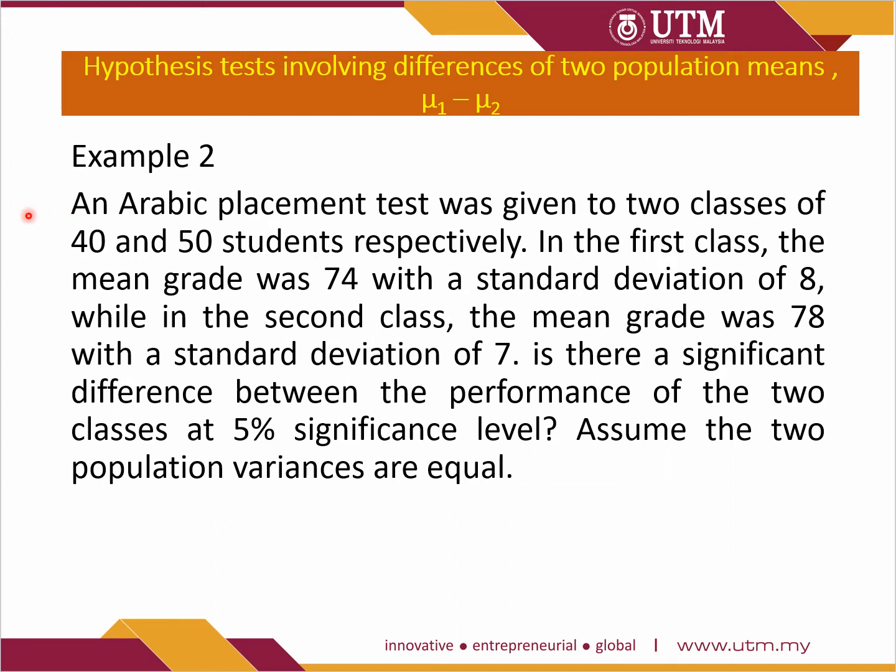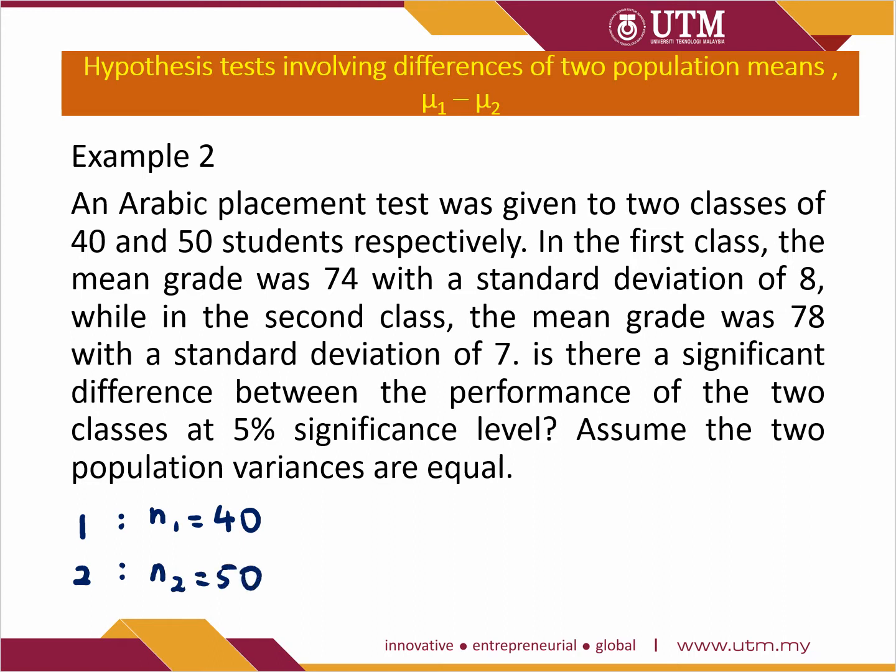Given an Arabic placement test was given to two classes of 40 and 50 students respectively. As we go through, we write down all the important information from the situation. So here we have two classes, 1 and 2. Given from class 1, the number of samples taken is 40 students, and from the second class it equals 50.